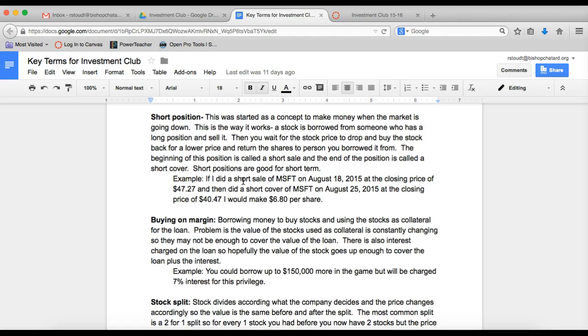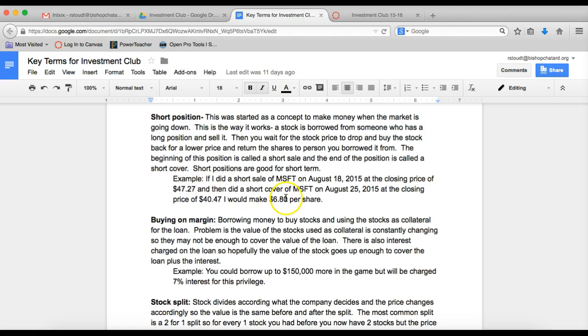But basically, the way a short position works is that you borrow a stock from somebody else. Okay, so you borrow a stock from a company, an institutional investor, somebody who has a long position and is hoping the stock price goes up. You borrow the stock, then you sell the stock. So you sell the stock at a high price, and then you wait for the stock to drop in value. And then you buy the stock back, okay, at a low price and return the shares to the company you borrowed from. The difference between the high price and the low price is actually your profit.